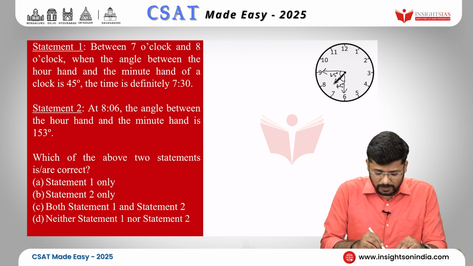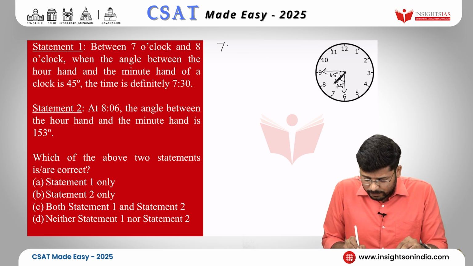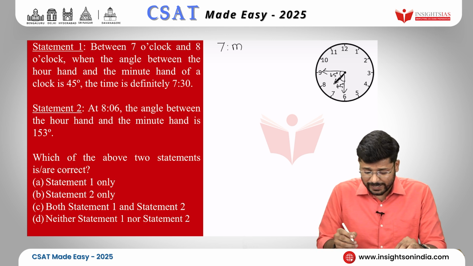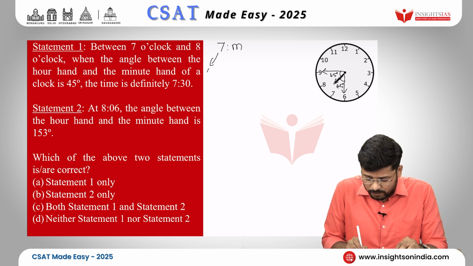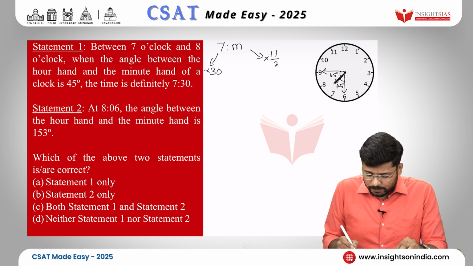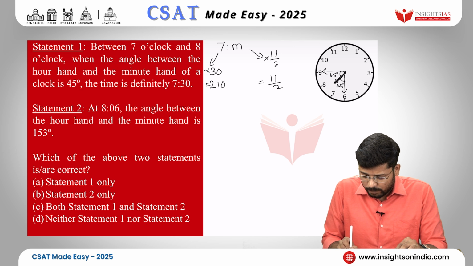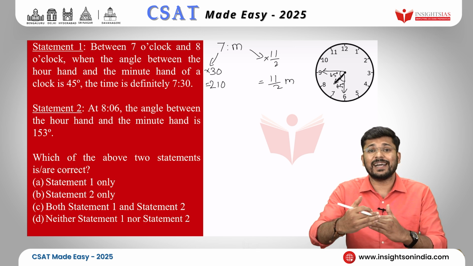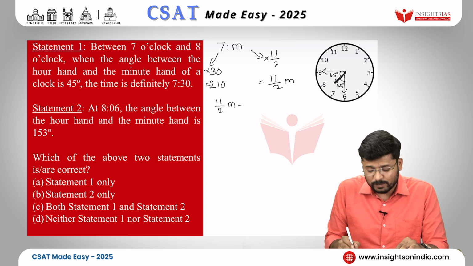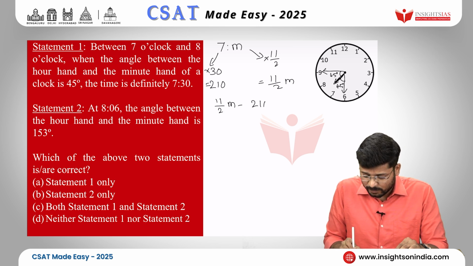How do we do that? Anyway, the hour should be 7 hours. The minute we will take as m, and we will multiply 7 with what? 30, and m with what? 11/2. This would be 210 and this would be 11/2 m. Now we have assumed that the minute hand is ahead of the hour hand. So 11/2 m should be greater than 210. Yes. And the angle between them is what? 45. Okay, so we will solve for m.